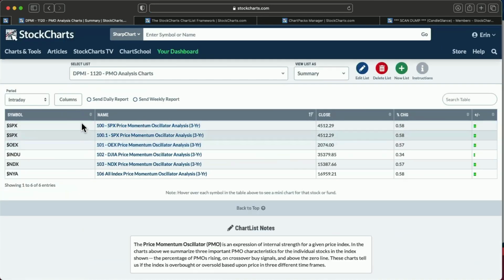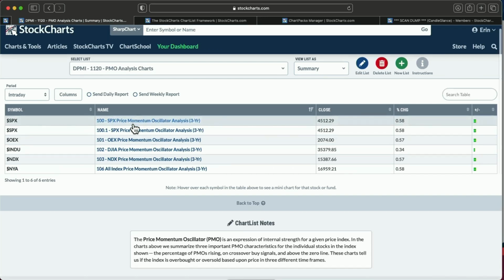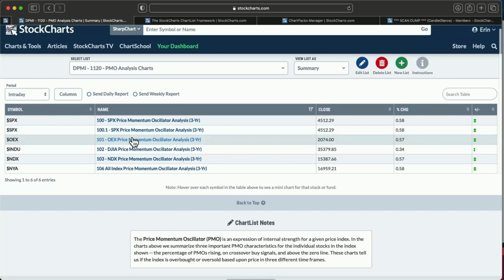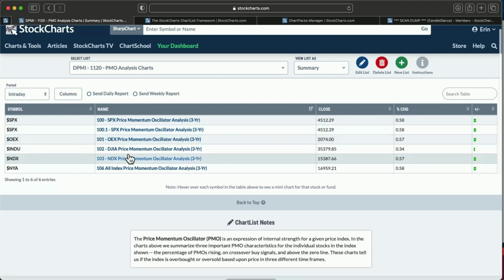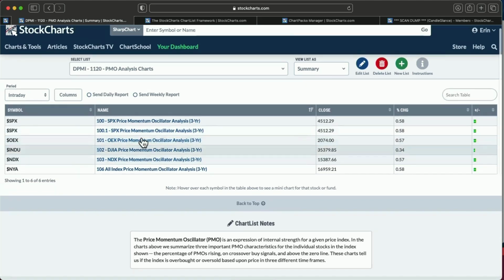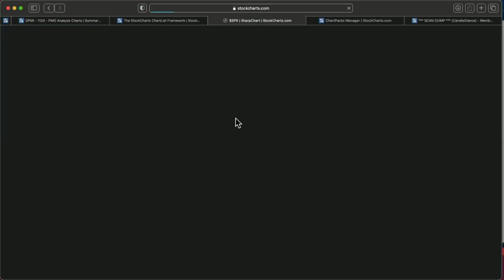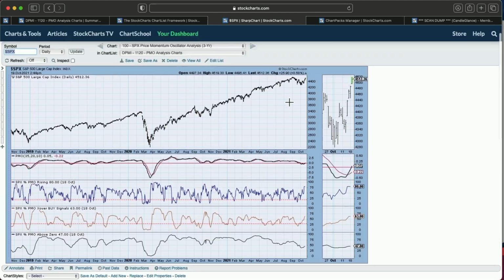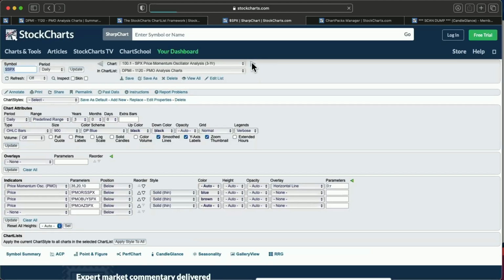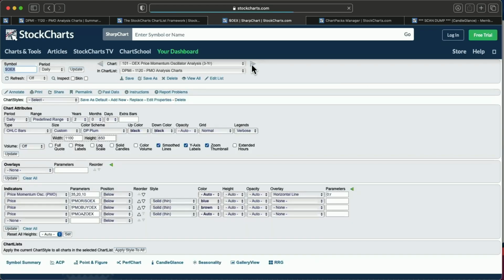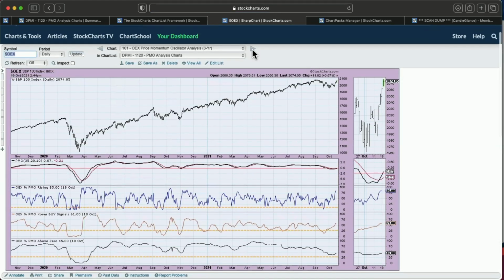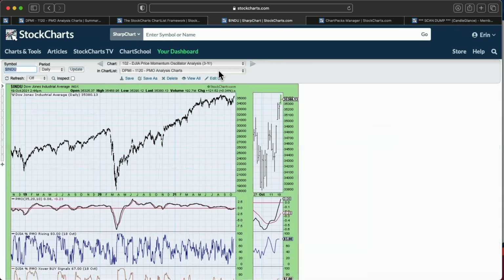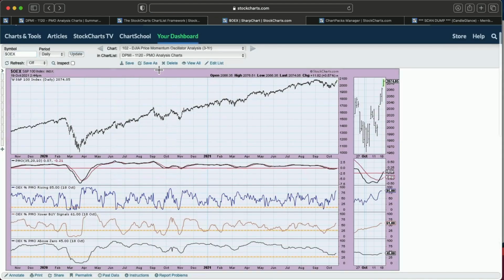So I have these chart lists for the PMO analysis, and notice that I have them for these major indexes. So I can start with, all right, I want to look at the PMO analysis charts. Now I have them all for the different indexes. So for example, let's go ahead and we'll look at the S&P one. And there you go. So I have this for the S&P, but I can click through. There's another one for the S&P. Here's the OEX. And again, I can just click through. They're all in that particular chart list. But let's go back once again.